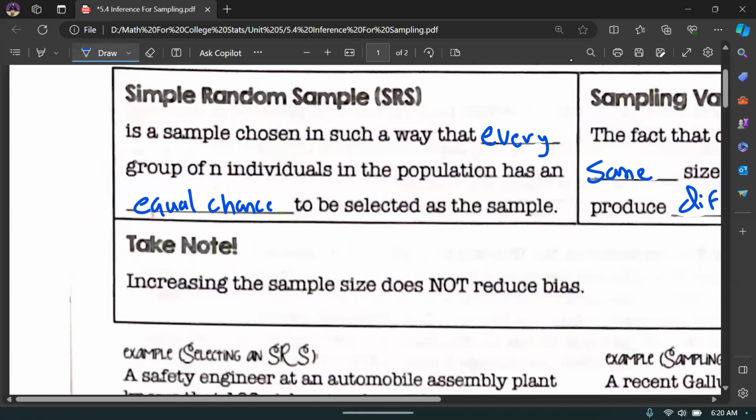And that's where we get the more important data from. Take note, increasing the sample size does not reduce bias. It'll probably say this later, but increasing the sample size can reduce variability, but it will not reduce bias. That's a good point.